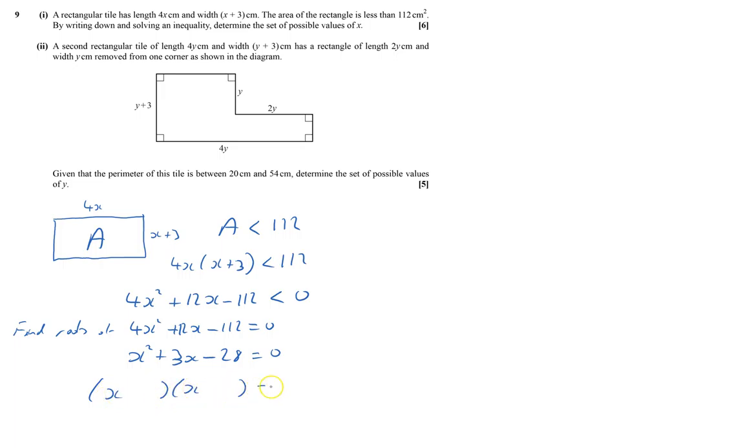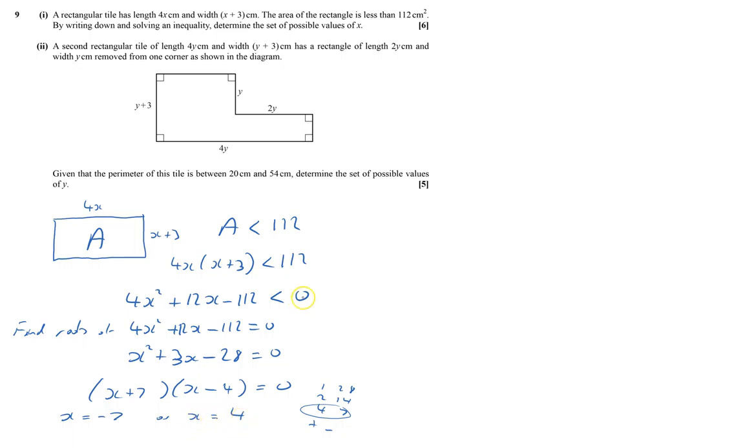To get 28, it's got to be either 1 and 28, or 2 and 14, or 4 and 7. It's negative, so one's positive, one's negative. I've got to get plus 3. It's pretty obvious the 7 is going to be positive. So plus 7 or minus 4. And so x equals minus 7 or x equals 4.